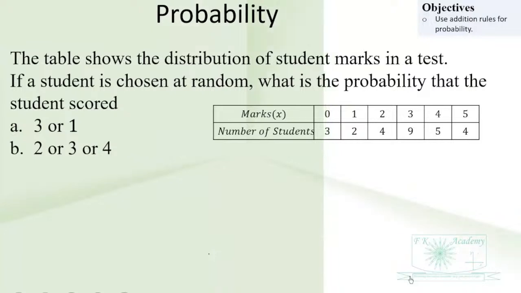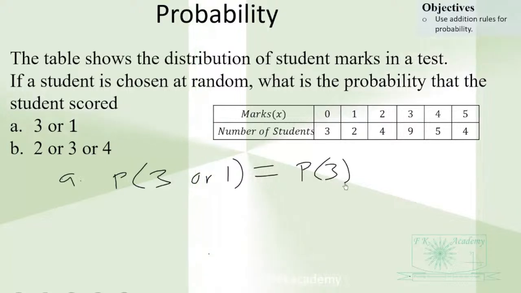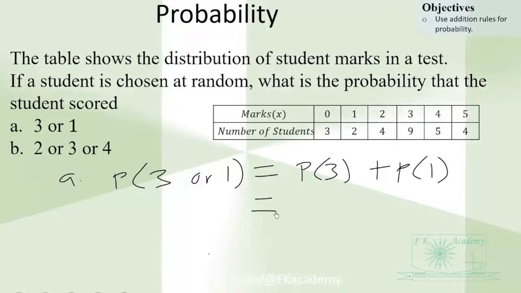Here's another example. The table shows the distribution of student marks in a test. If a student is chosen at random, what is the probability that the student scored 3 or 1? So probability of student scoring 3 or 1 is equal to probability of the student scoring 3 plus probability of the student scoring 1.